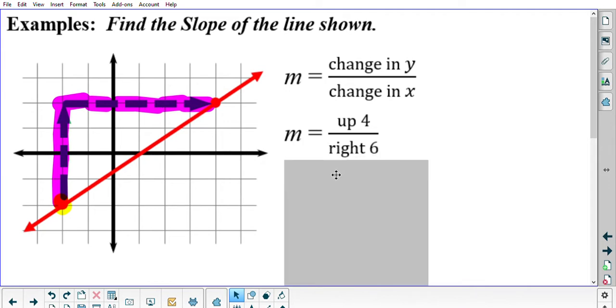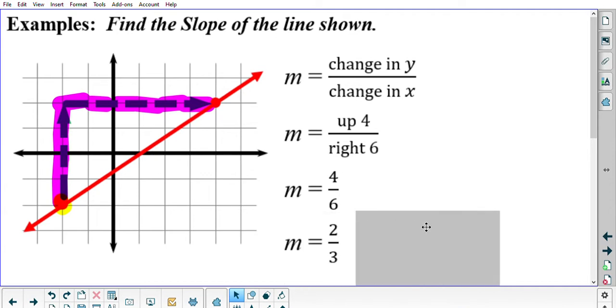Now, we have to understand which directions are positive and which directions are negative. When you go up for your y, that's a positive. If we would go down for the y, then that would be a negative. So since this was up 4, that's positive 4. For the x, if we go to the right, that would be positive. If we go to the left, that would be negative. So since we're going to the right 6, that's positive 6. And then the very last step that you do is simplify your fraction. 4 and 6 are both divisible by 2, and so that would reduce to 2/3.